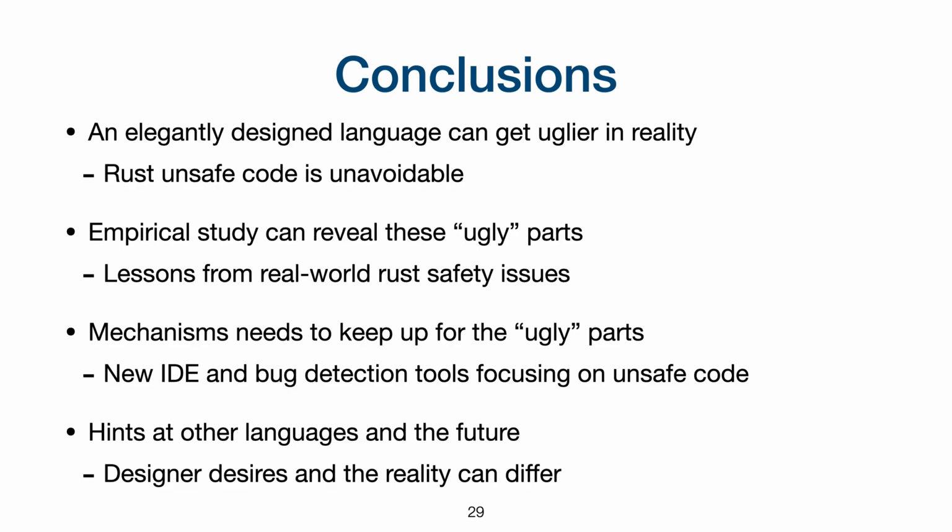Now, I have briefly walked through our study, and here are some of our final thoughts. Rust started with a very elegant design that is both safe and efficient. However, when used in reality, it gets less elegant because programmers have to also use unsafe code, and it can lead to many new issues. To review these issues, we performed the first empirical study on Rust safety usages and issues and learned a set of lessons from the real world.